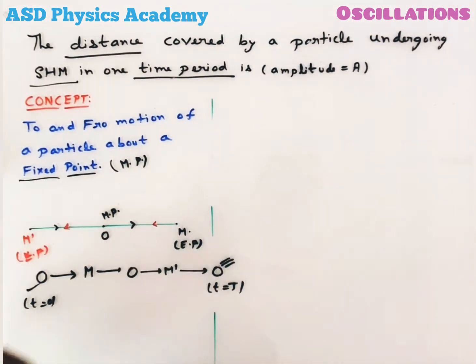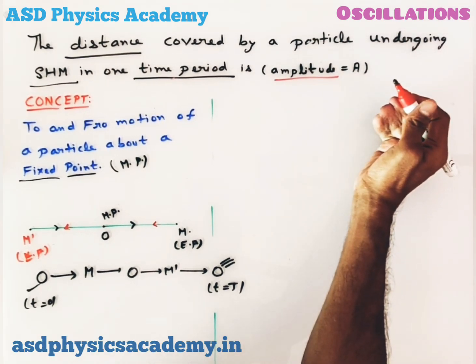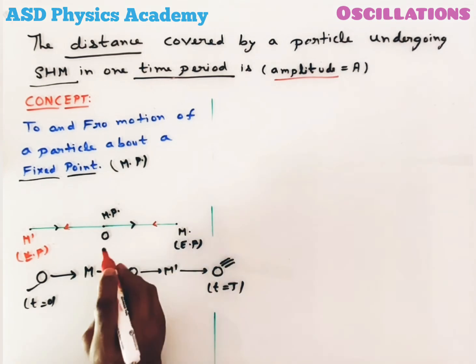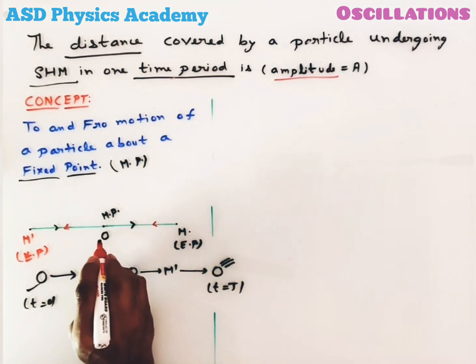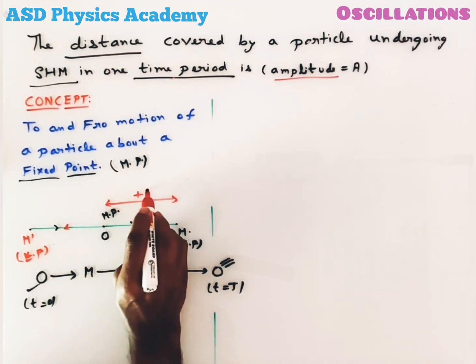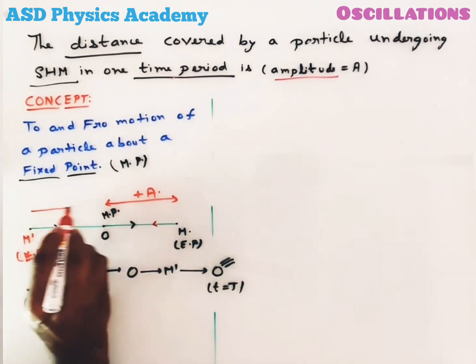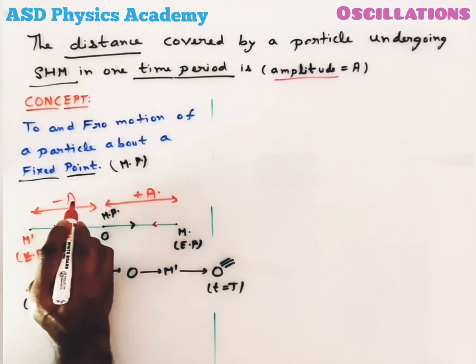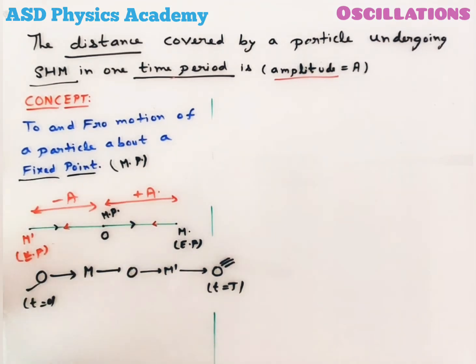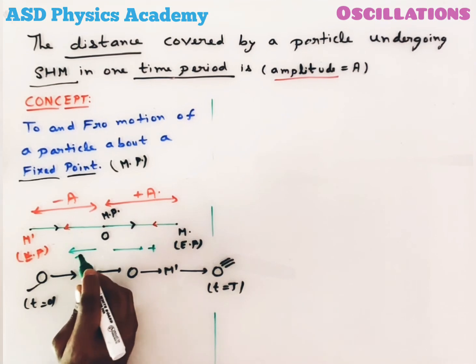One more thing: amplitude is defined as the maximum displacement of the particle from the mean position. So here the mean position is O and the maximum displacement from the mean position is M. So this distance is called amplitude, maximum displacement. Now again this side also, minus A. Here we will take the general sign convention. That means if this is origin, this side is positive and this side is negative.